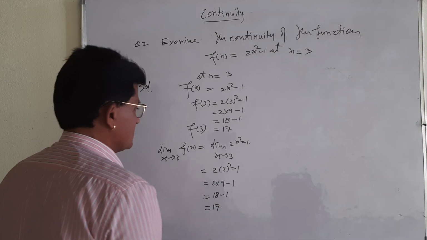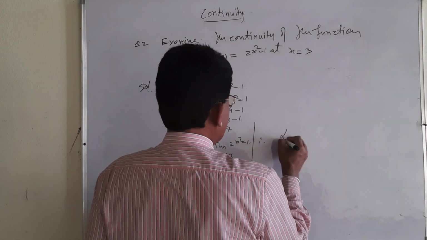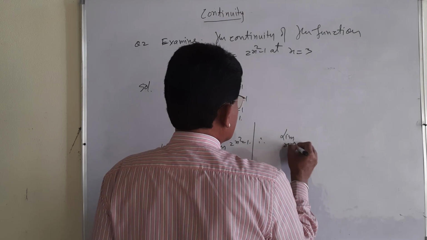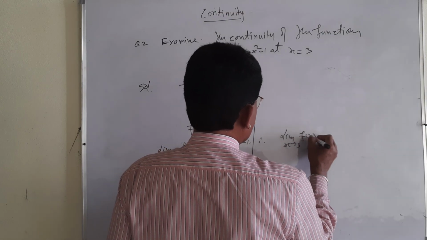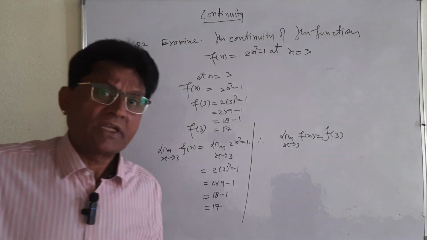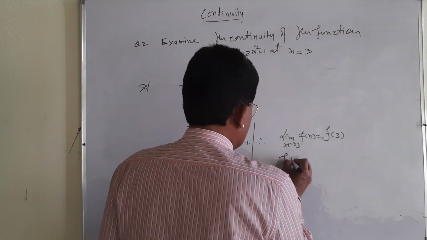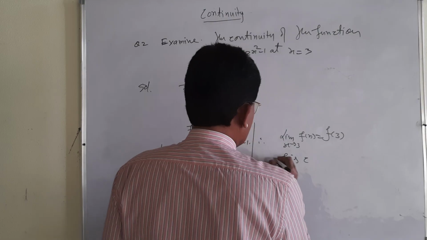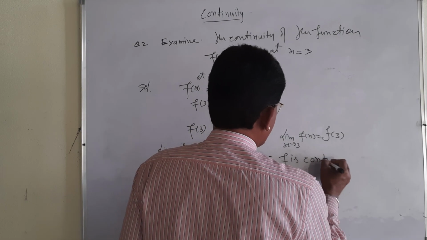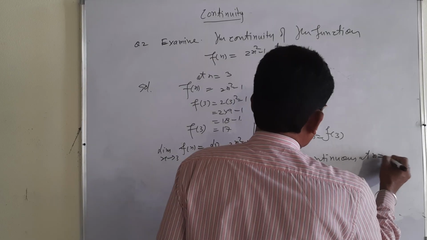That is why, what does it mean? Therefore, you can say that limit x tends to 3 of f(x) is equal to f(3), by the definition of continuity. Then what will happen? f is continuous. Therefore, continuous at x is equal to 3.